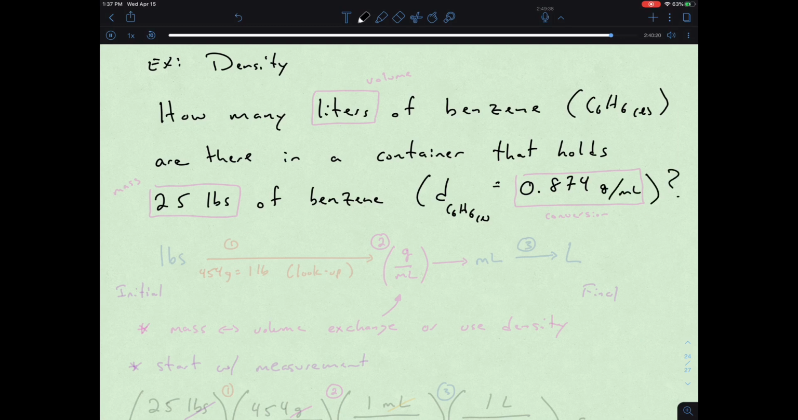Okay, so here's our question. How many liters of benzene are there in a container that holds 25 pounds of benzene? Benzene has a density of 0.874 grams per milliliter. And so, again, let's look at our idea of where we want to end up, namely at liters, and where we're beginning, which is at pounds.